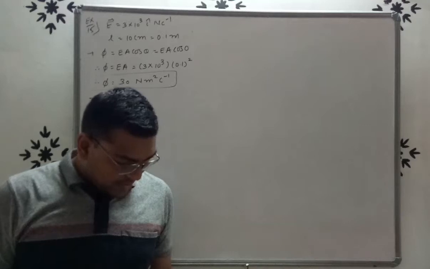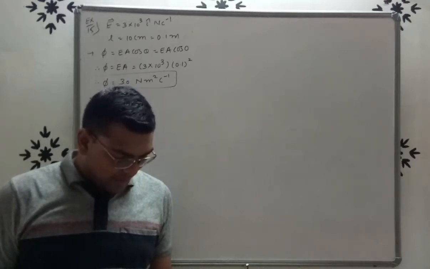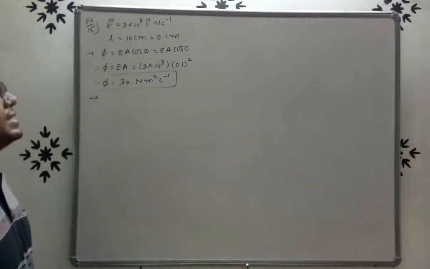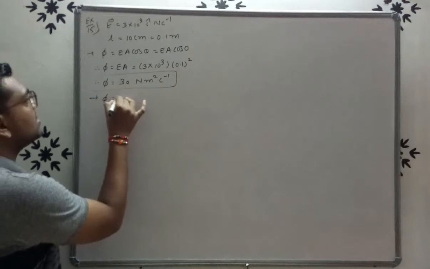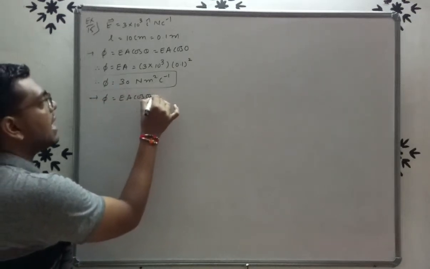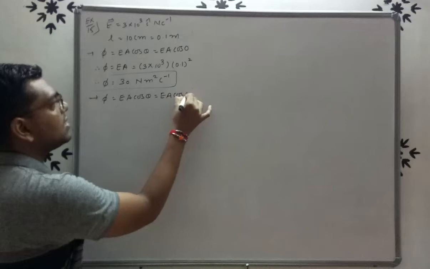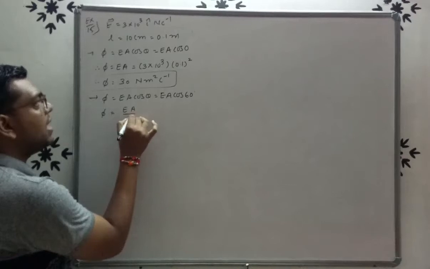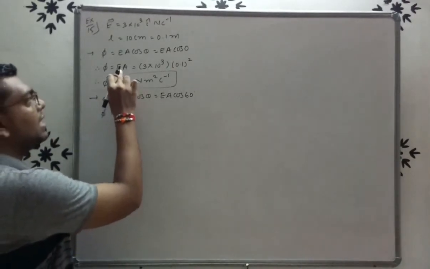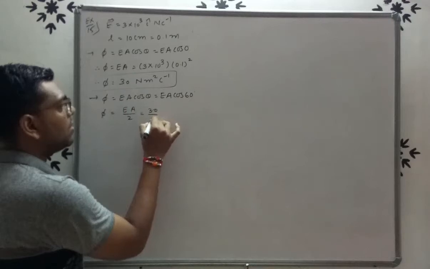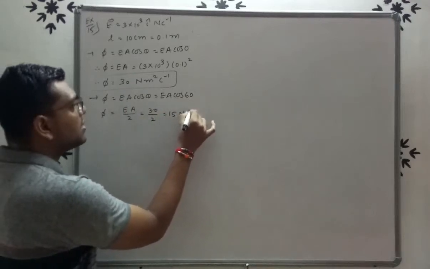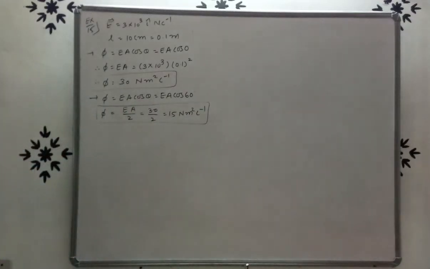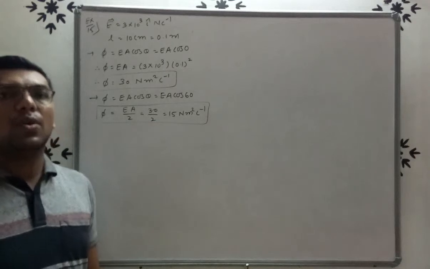what is the flux through the same square if the normal to its plane makes a 60-degree angle with the x-axis? So here the value of theta is given. Theta equals 60 degrees. So phi equals EA cos theta, EA cos 60. Right. So the value of cos 60 is 1 by 2. So EA by 2. We know the value of EA. EA is 30. So 30 by 2, that gives 15 Newton meter square per Coulomb, right? So in the second case the flux is 15 Newton meter square per Coulomb, right?